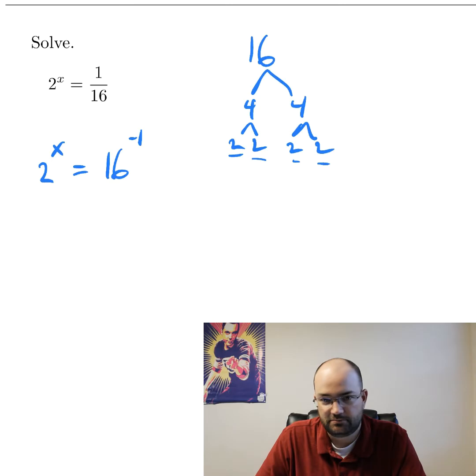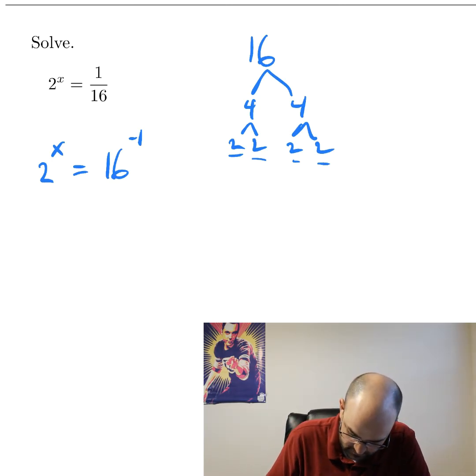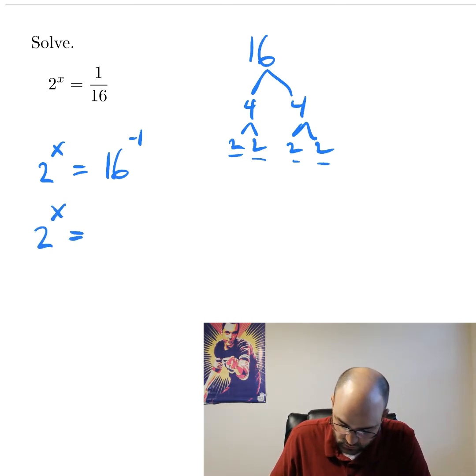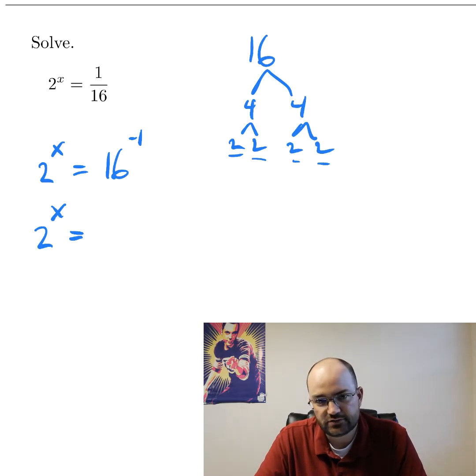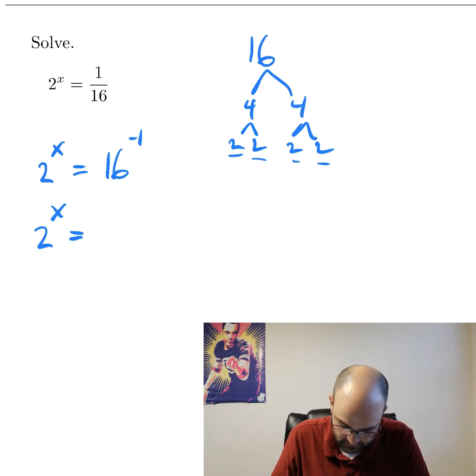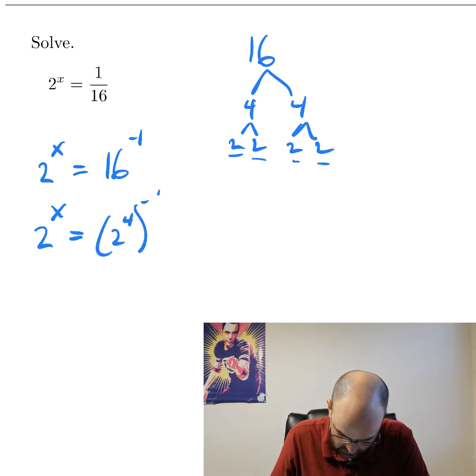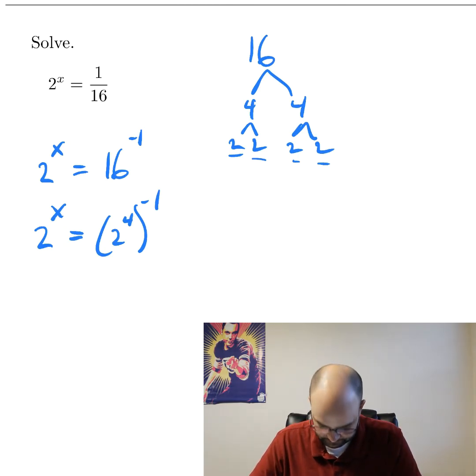I'm sorry, I'm going crazy with that joke. Anyway, 2 to the x equals, instead of 16, let's write it as 2 to the 4th power, all to the negative 1 power.